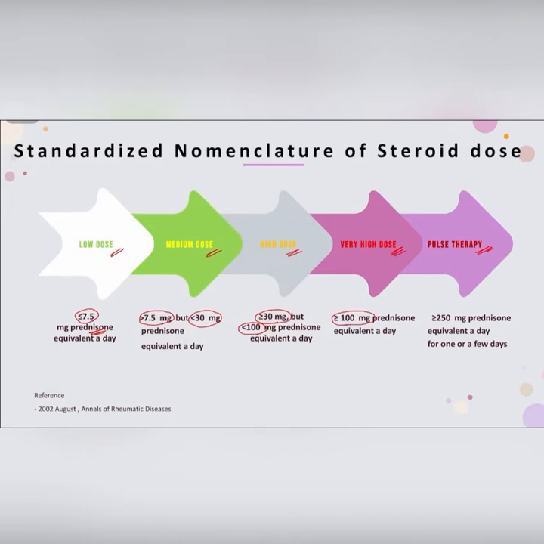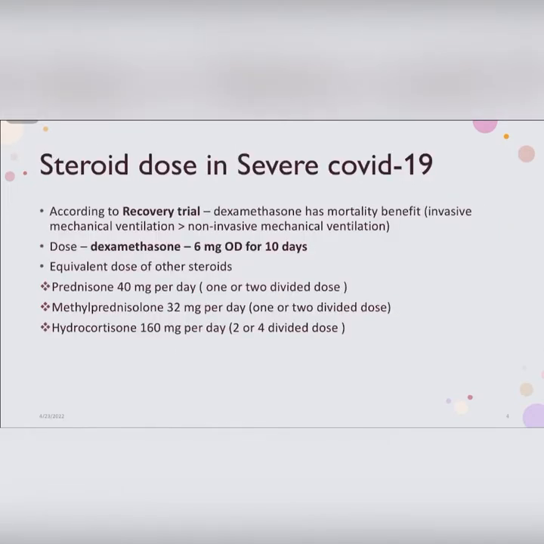Pulse therapy is giving greater than or equal to 50 milligram prednisolone per day. This is the steroid dose ranging based on prednisolone, from low dose to pulse therapy. This slide is about steroid dose in severe COVID-19.